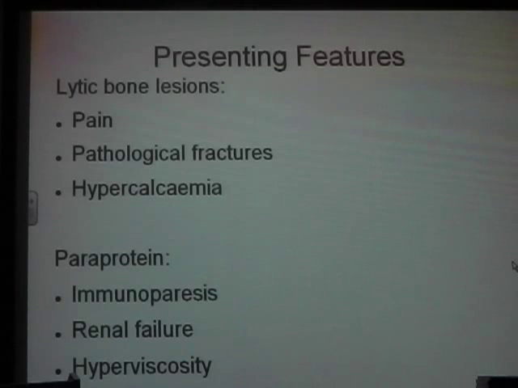Yeah, that's great. So you get an excess of one type of your immunoglobulin, and that causes immunoparesis, so you'll become immunosuppressed with it because you just can't make enough of your other types, and so you're prone to infection. Your light chains from this excess immunoglobulin can clog up your kidneys and you'll get renal failure. You can clog up your blood vessels and you get hyperviscosity.